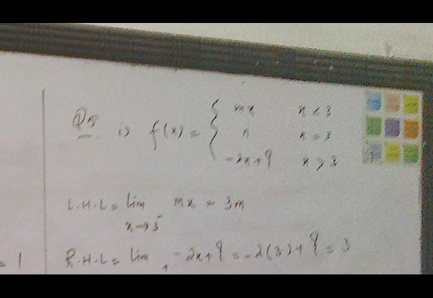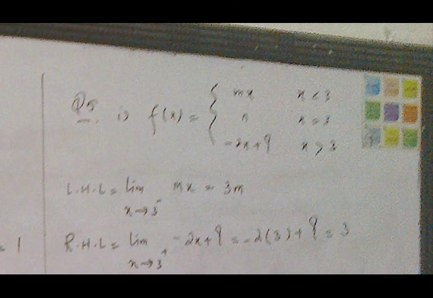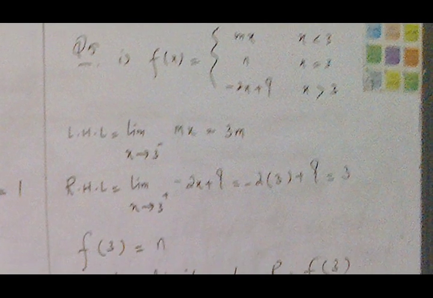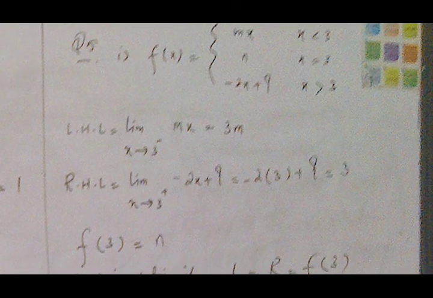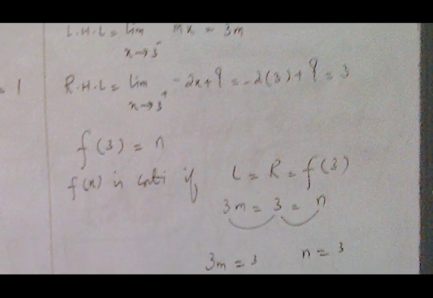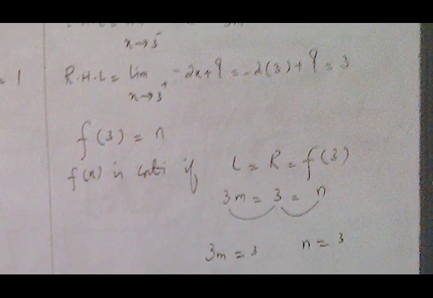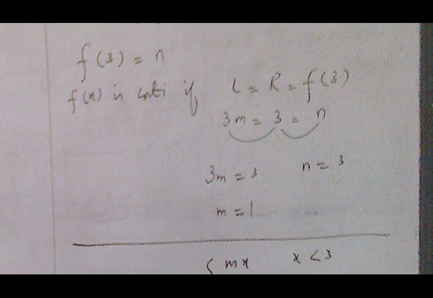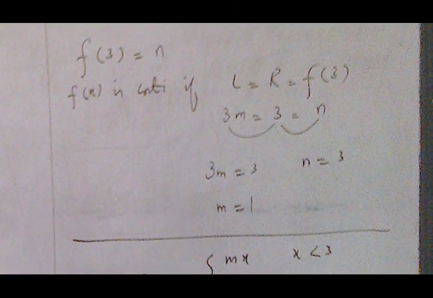Now in this function we also have three values: mx for x less than 3, n for x equal to 3, and -2x plus 9 for x greater than 3. For the left-hand limit, we put in the first function, it is 3m. For the right-hand limit, we put in the last function, it gives 3. For f of c, f of 3, it gives n. At the end we put these values equal and it gives m is equal to 1 and n is equal to 3.